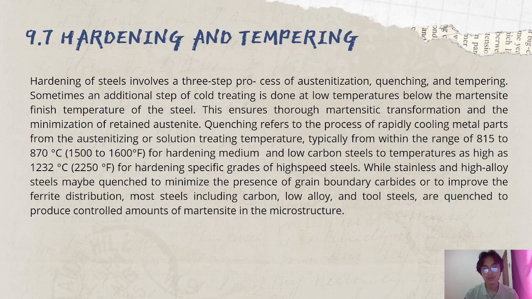Quenching refers to the process of rapidly cooling metal parts from the austenitizing or solution treating temperature, typically from within the range of 800, 815 to 870 degrees Celsius for hardening medium and low carbon steel, to temperatures as high as 1222 degrees Celsius for hardening specific grades of high-speed steel.